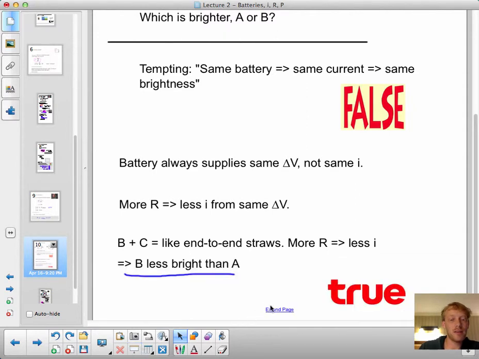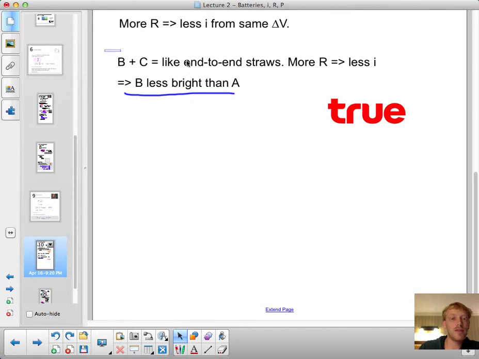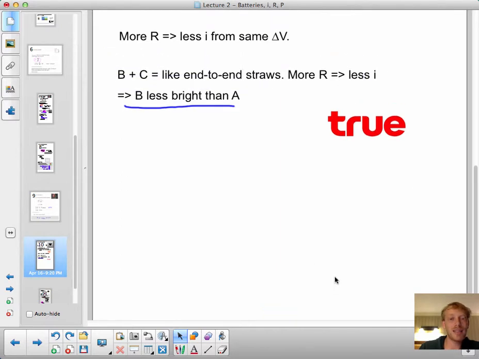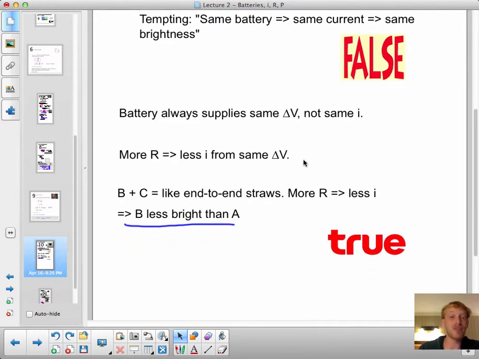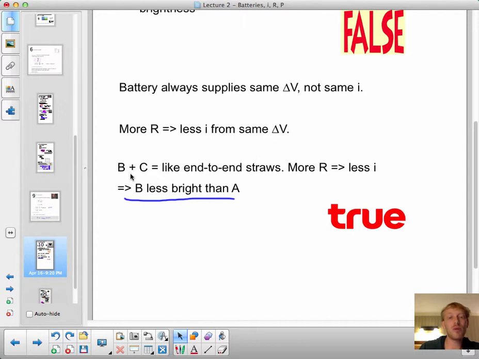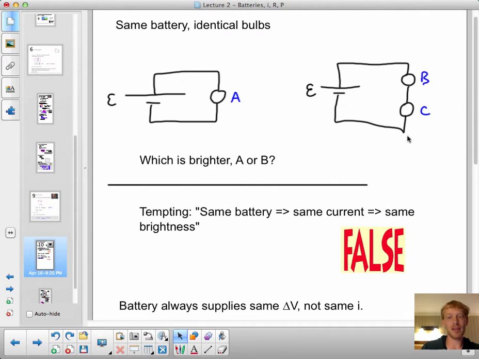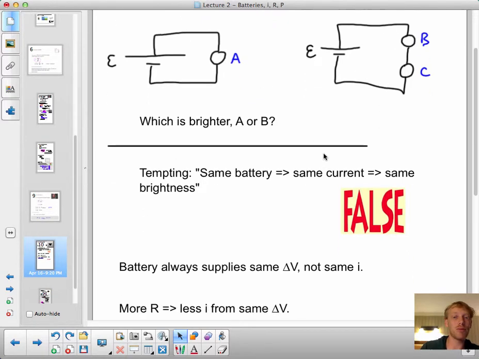When you have these two light bulbs in a row, this B and C, one after another, that's like having two straws end to end. Note that the wire is not like a straw. The wire has no resistance, or approximately no resistance. It is a very good conductor. But B and C, those two bulbs, are like end-to-end straws. More resistance in this case than this case. So less current flows through the circuit in this case with B and C compared to A. So bulb B is dimmer than bulb A.